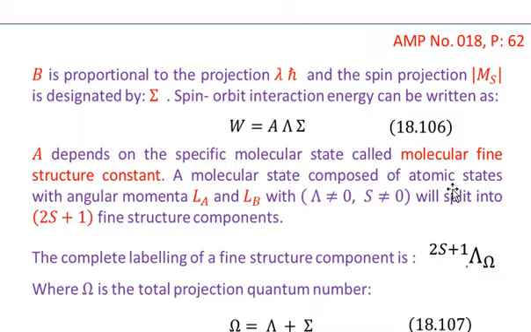A molecular state composed of atomic states with angular momenta LA and LB, with capital lambda not equal to 0 and capital S not equal to 0, will split into 2S plus 1 fine structure components. So here I have mentioned that if capital lambda is not equal to 0 and capital S is not equal to 0, then the molecular state will split into 2S plus 1 fine structure components.